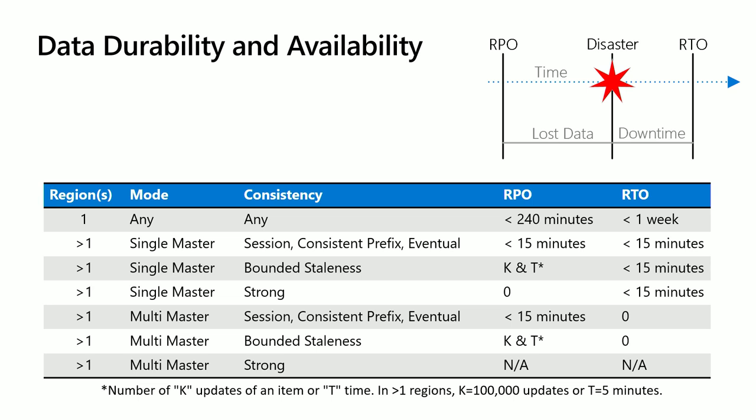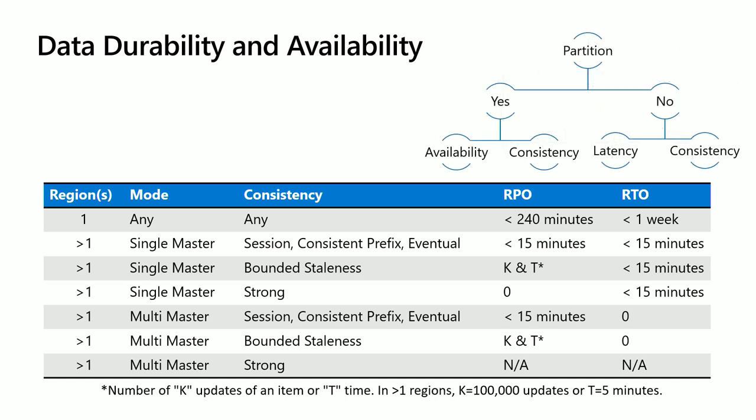Where things get really awesome is with multi-master, right? So you're going to get the same RPOs that you got for a single master account, but you're getting an RTO of 0. And the reason why is because in our SDK, we actually detect if a region becomes unavailable, and then we'll retry the request in the next region that you have configured in your account, right? It's magic. RTO 0.